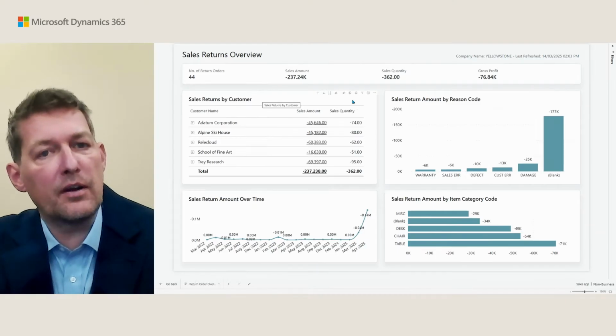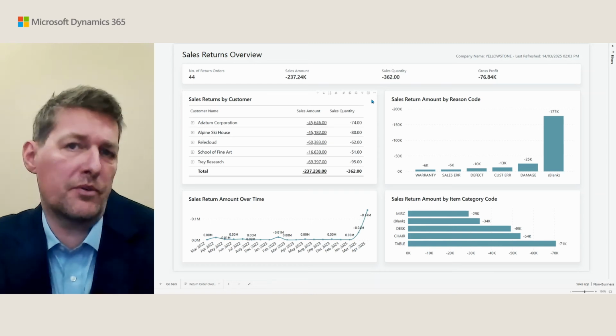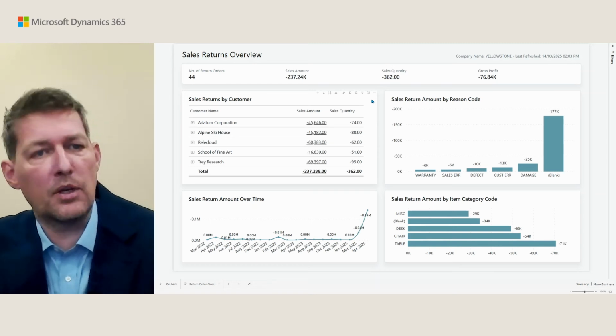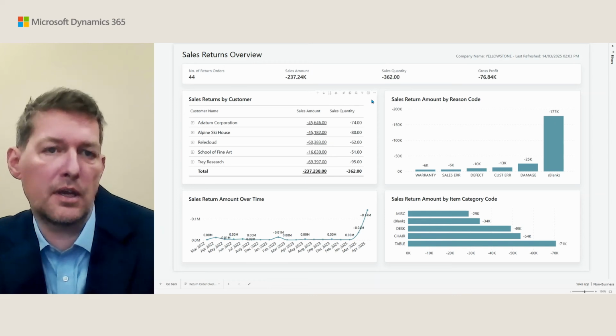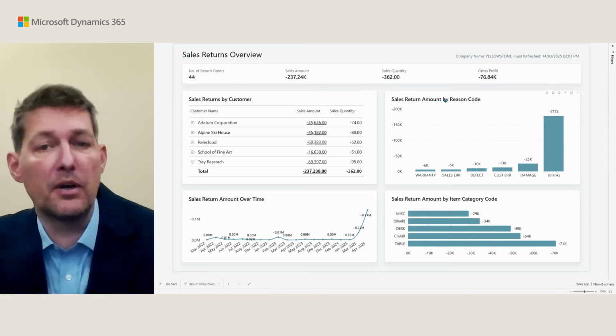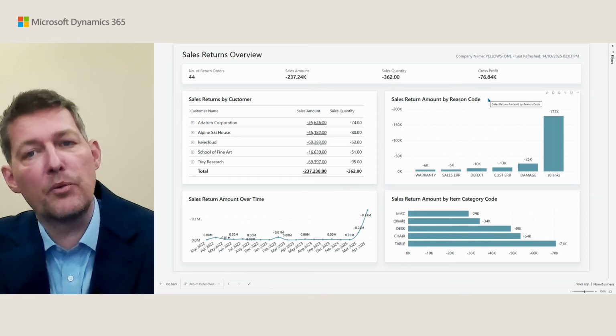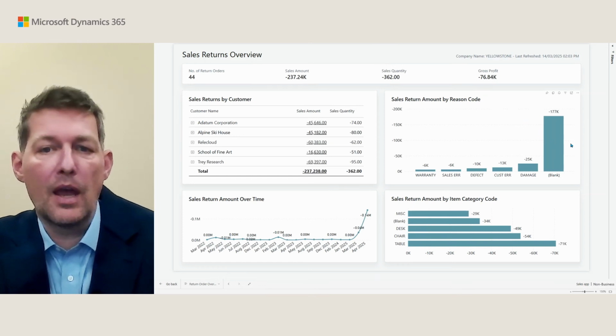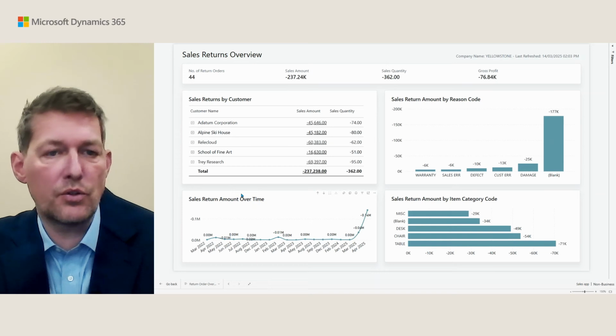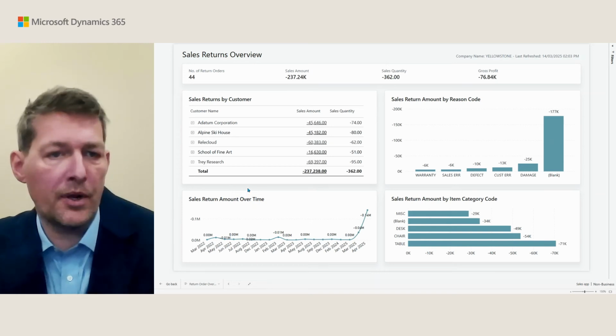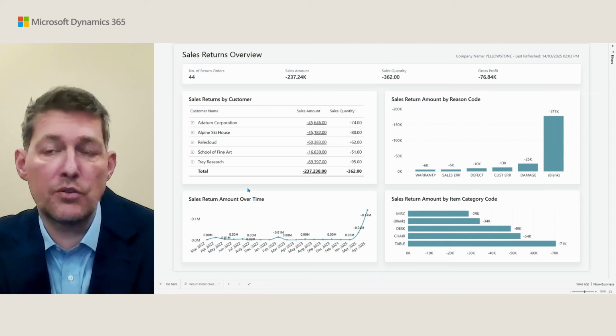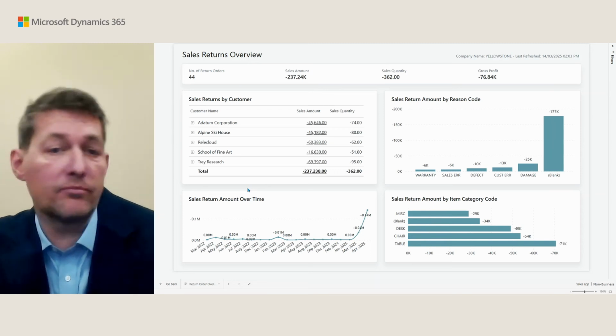You have an idea here about which customers return the most. Of course, you can sort this to see whether this is a good or bad customer. You can see why people return things, and you can also see returns over time. So whether suddenly maybe you have a quality issue, maybe you're overselling, I don't know. That's up to you to find the whys. This is just giving you some numbers and visualizations for return orders.